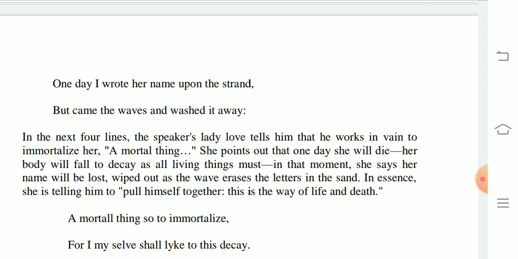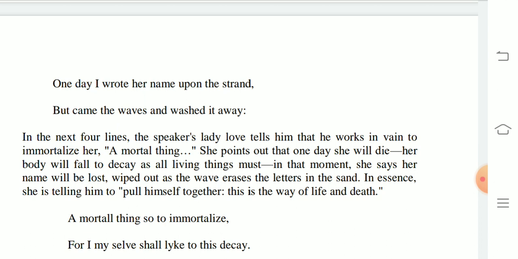The beloved tells the poet that there is no use of writing her name, because one day she will die or disappear from the earth. He works in vain, and one day she will die or disappear from the earth, just as her name has disappeared with the coming of the wave. She knows that everything is mortal. Mortal means everything on this earth which has taken birth is going to come to an end.